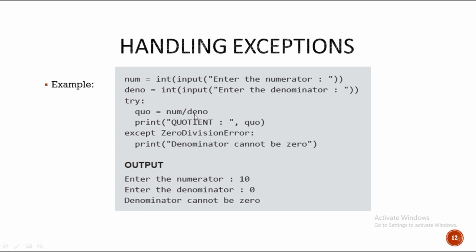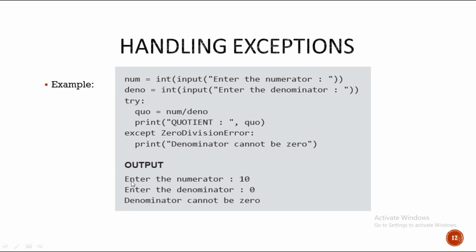Suppose the denominator is a 0 value, then the quotient will get a zero division error. In the try block, it may raise a zero division error. So if a zero division error happens, it will check the except block. The same error will match in the except block. Then it will print the message that the denominator cannot be 0.